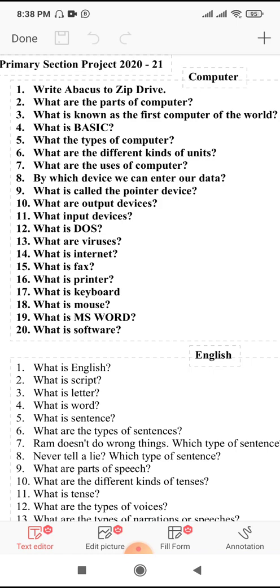The first subject is the computer. Write abacus to zip drive. So you have to write from A for abacus to Z for zip drive. Okay, you have learned it in your previous classes. Okay, this year you were absent due to the corona infection, so there is a need to revise.